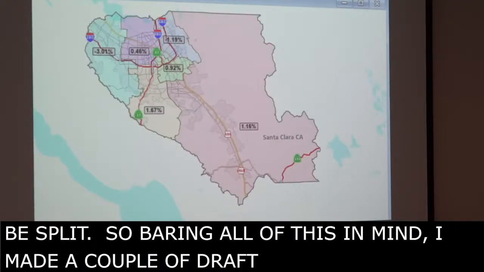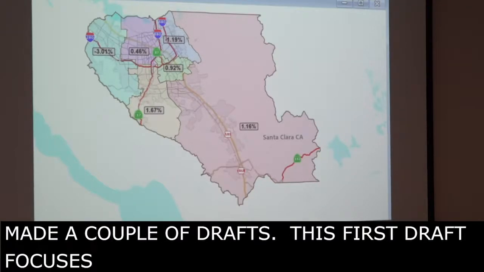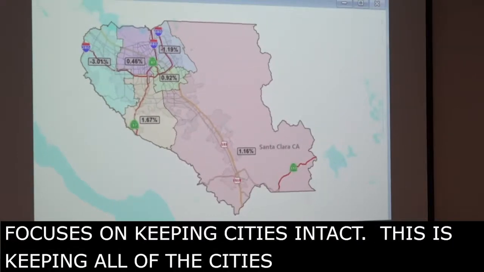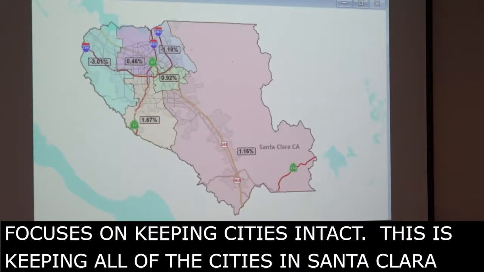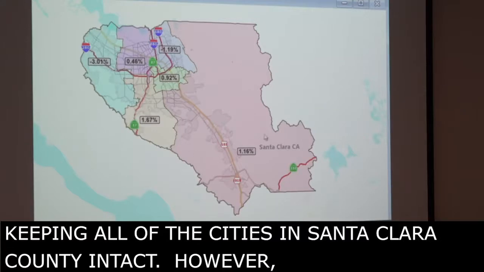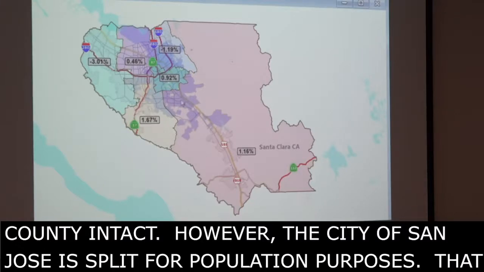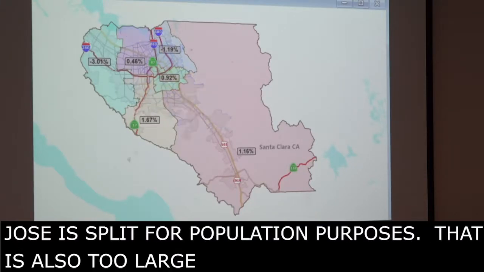This first draft focuses on keeping cities intact. So this is keeping all of the cities in Santa Clara County intact. However, the city of San Jose is split for population purposes. That is also too large to be whole in one assembly district.